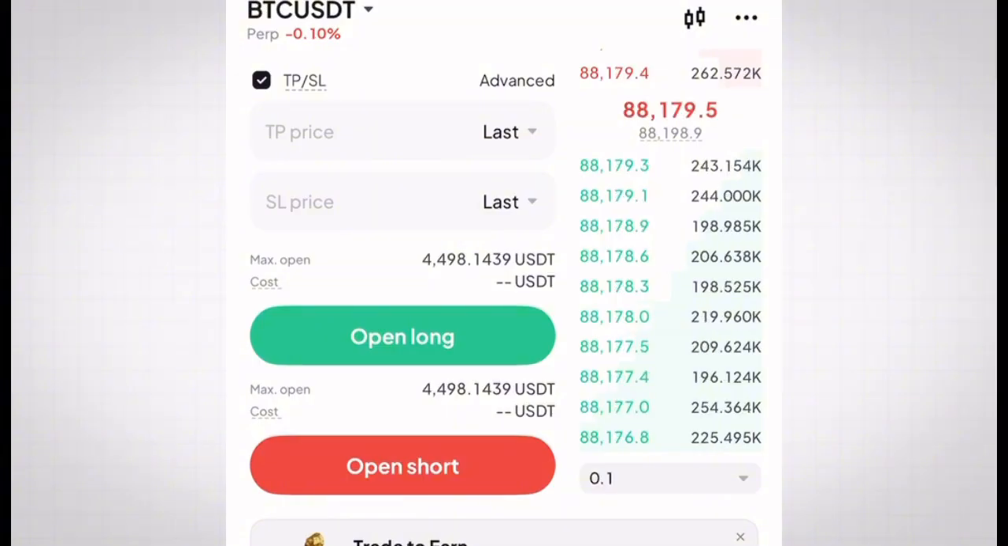And in a separate video, I'm going to be showing you a strategy on how I'm going to be making money using copy trading on Weex. And that is if you want that particular video.